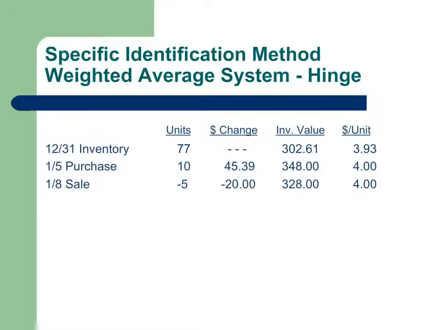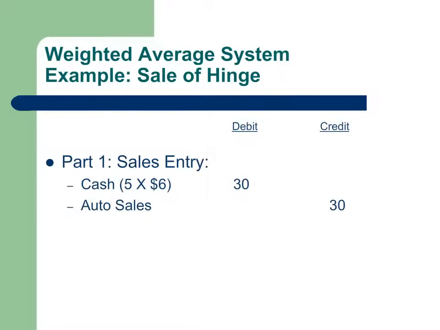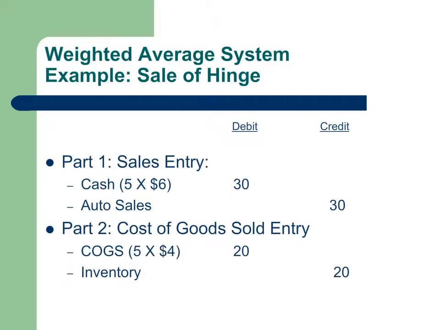When that type of hinge was sold on January 8th, the sale was recorded for the amount the customer paid and the inventory was reduced and cost of sales entered for the weighted average cost of the hinge, or $4. So, if the customer purchased 5 hinges for $6 each, and the weighted average cost of each hinge was $4 each, the sales entry would be to debit cash and credit sales for $30, and the second part of the entry would require a debit to cost of sales and a credit to inventory for $20.